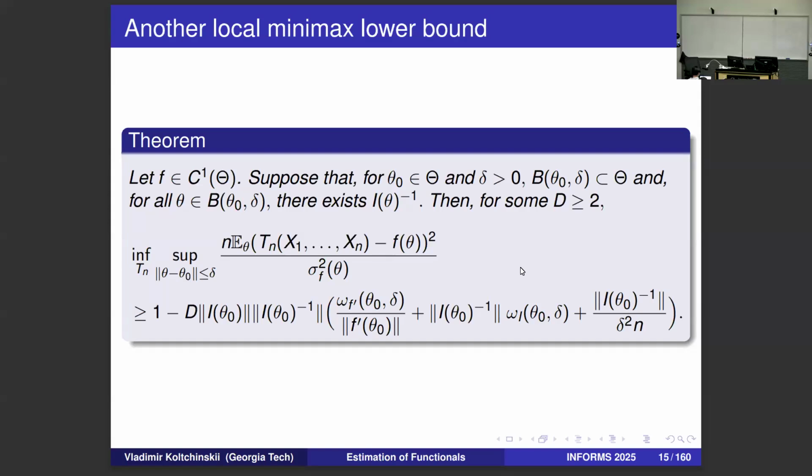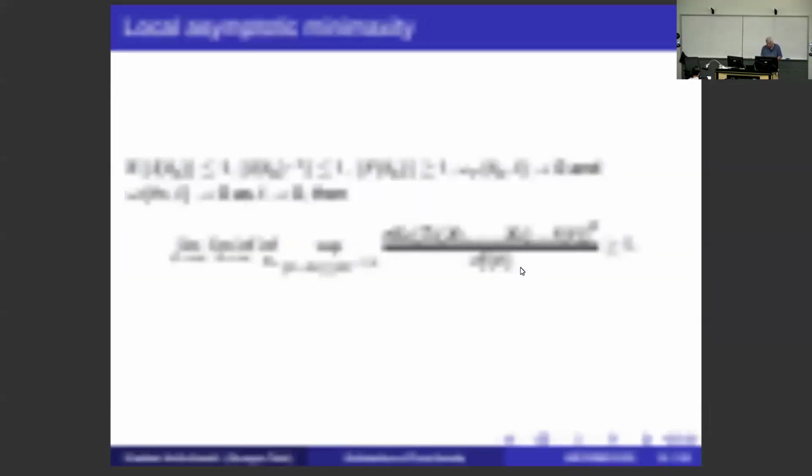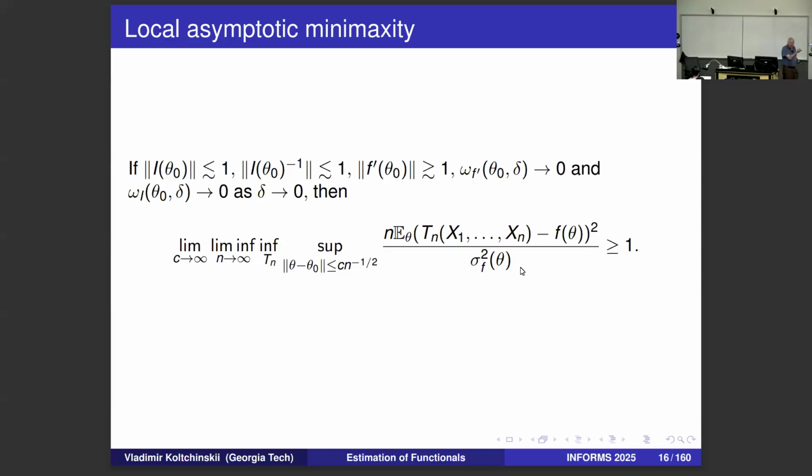And then if your Fisher information matrix depends smoothly, so this continuity modulus tends to 0, and the derivative of your functional is also smooth, this thing will tend to 0, and you will get 1 in the limit. So from here, under the assumption I stated, you can basically write down the local asymptotic minimax lower bound of Hajek and Le Cam.